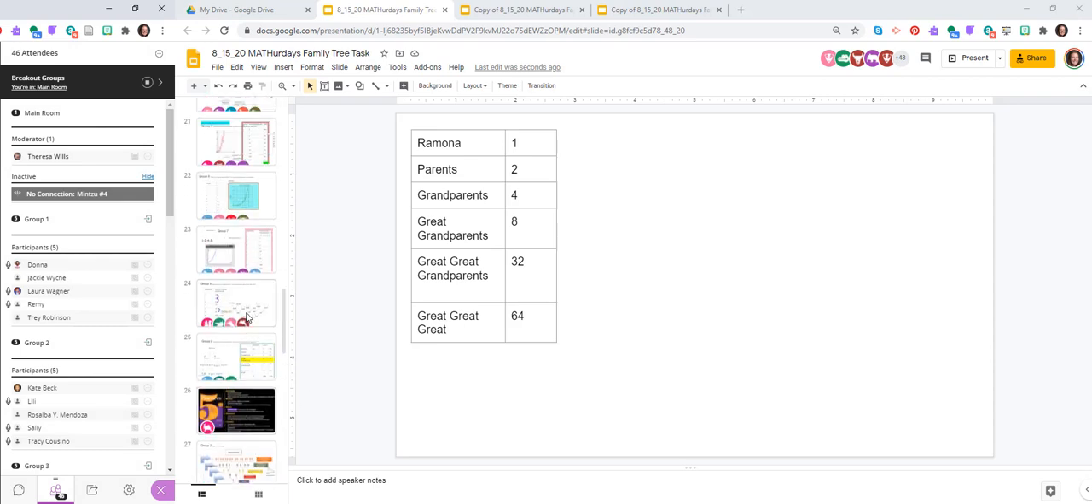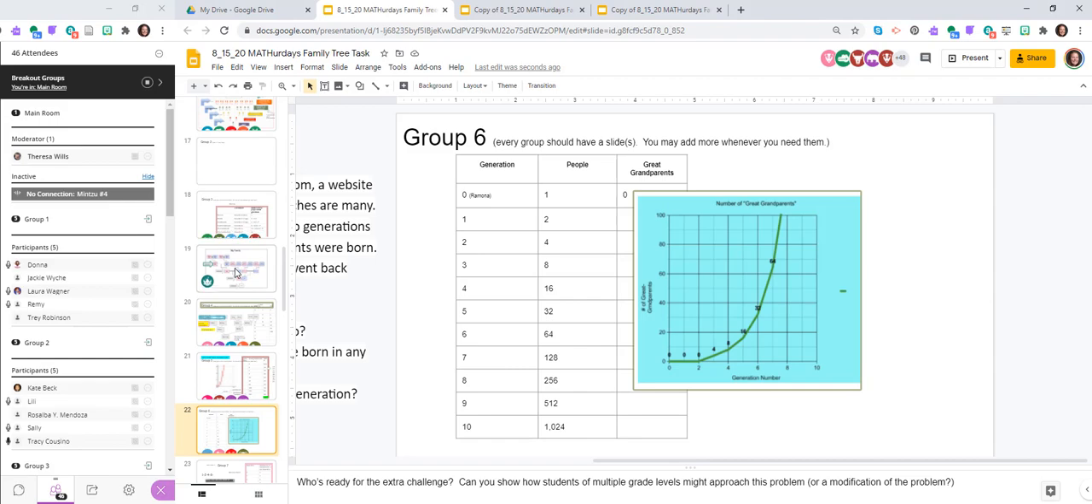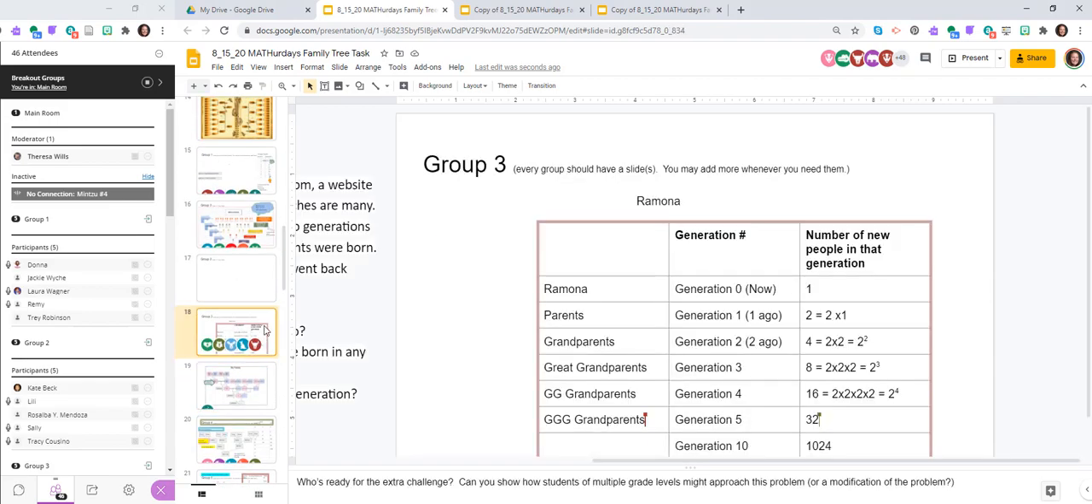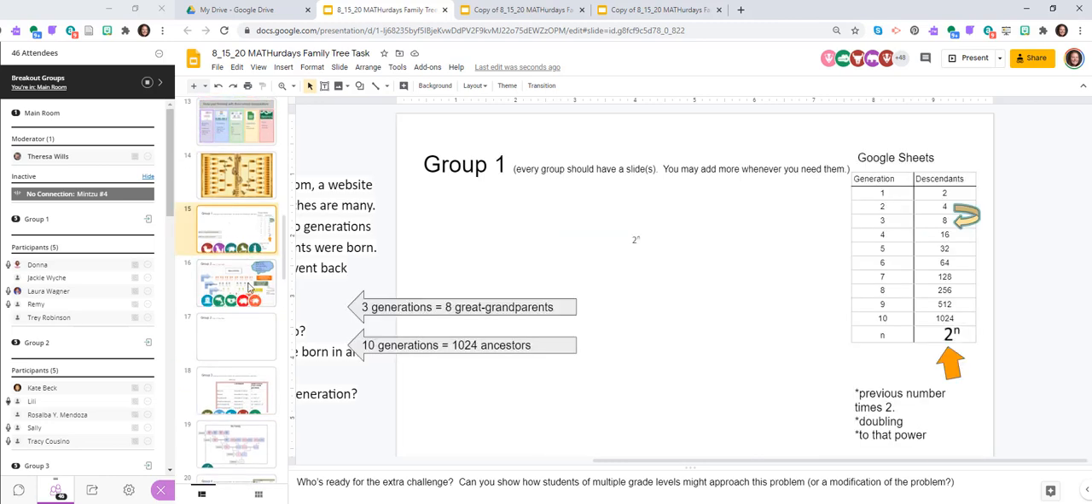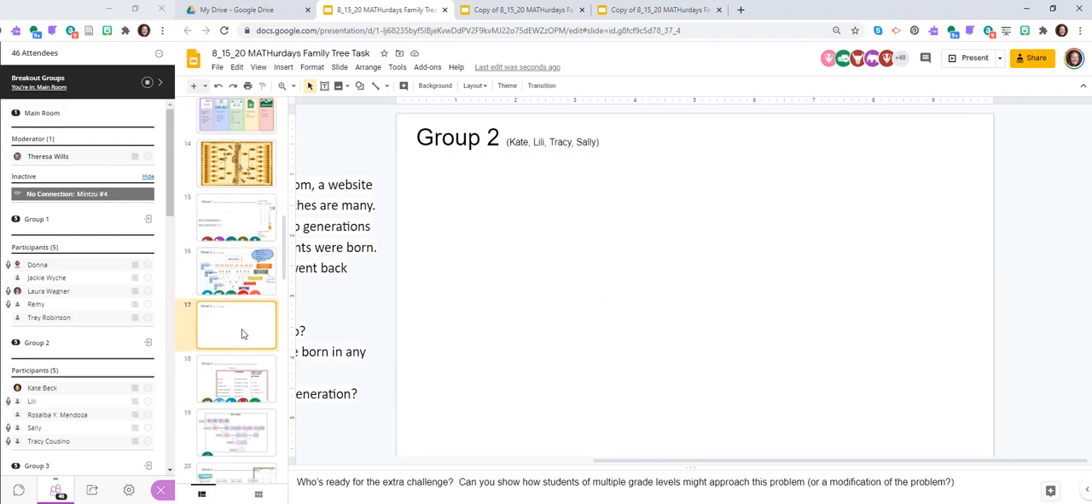All right, if you're watching this recording, I have already gotten the information that I want here. I want to talk about how we move from a visual model to a recursive definition, in other words, what comes next, to an actual formula. How do we figure it out for the 100th generation? And so I have been able to gather that already.